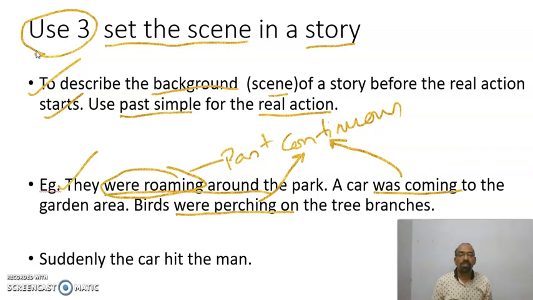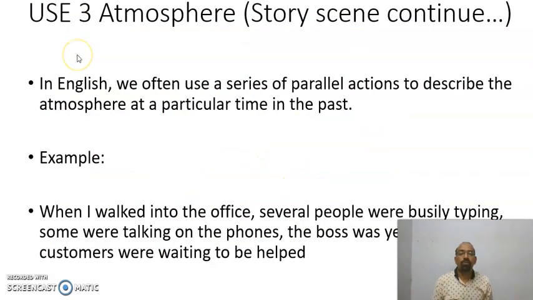The scene is set and the real action starts now. Suddenly, the car hit the man. Hit is simple past or past simple. This is another use of past continuous to set the background of an incident or the atmosphere of an incident. Now let us move on to the next. Same use: story, scene or atmosphere.